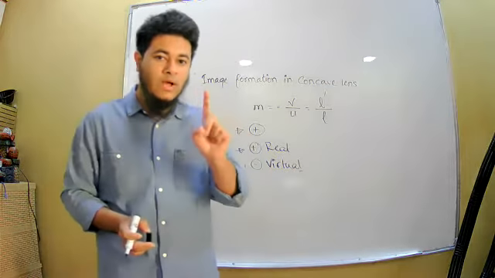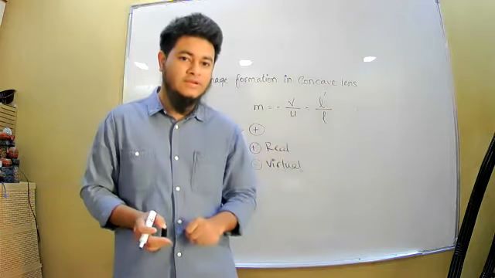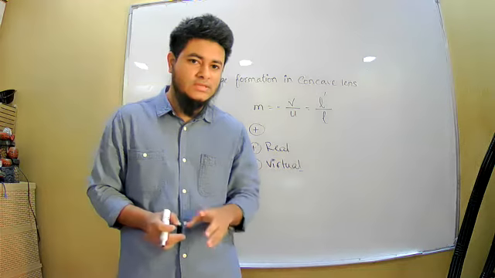Also, in one case of a convex lens, we will consider V to be negative. Can you tell me which one is the case?